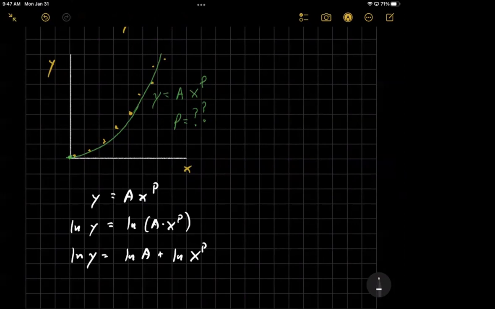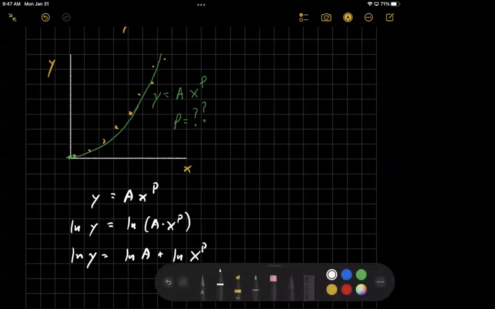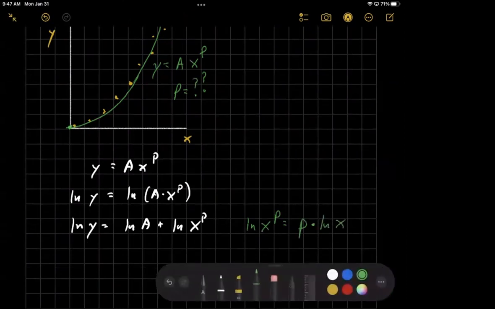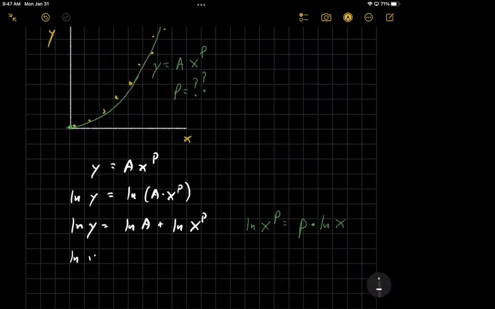Now if we look at this, there's another rule of logarithms that we need to pull out, which is that, I'll write it beside here. If you have ln of x to the p, it's the same as p times ln of x. So let me rewrite this one more time. The ln of y is equal to the ln of a plus p times the ln of x. Or the log of any base, it doesn't have to be natural logs.